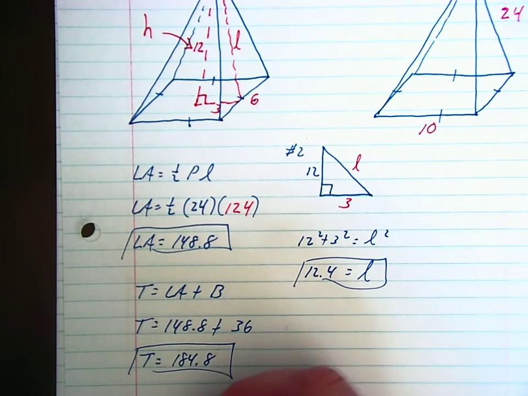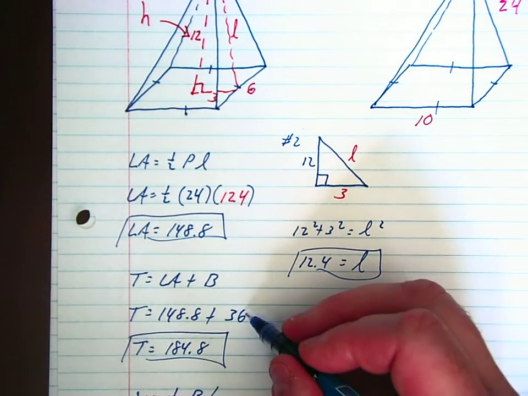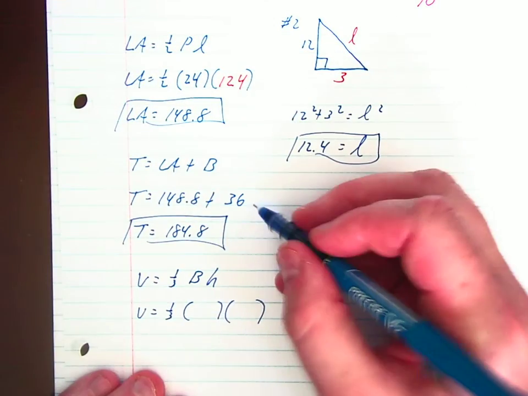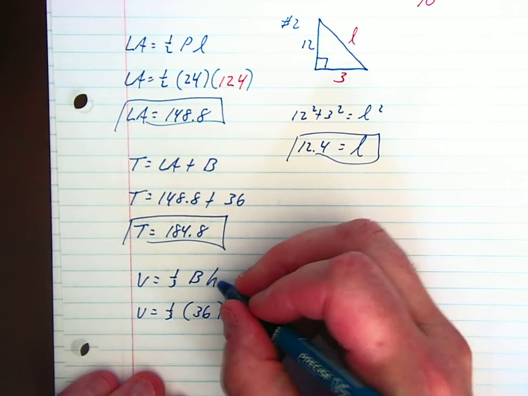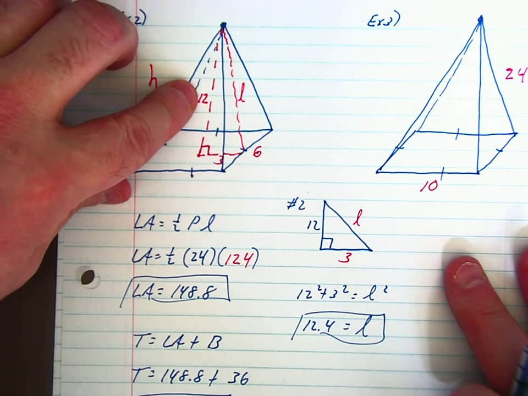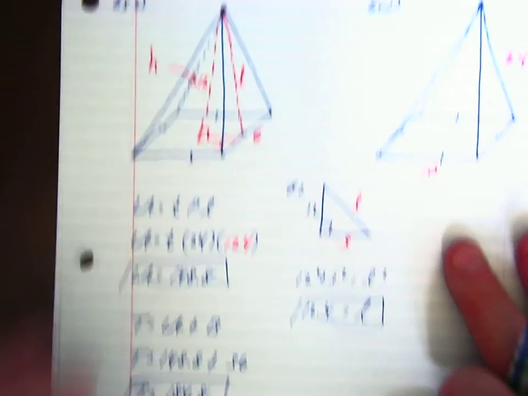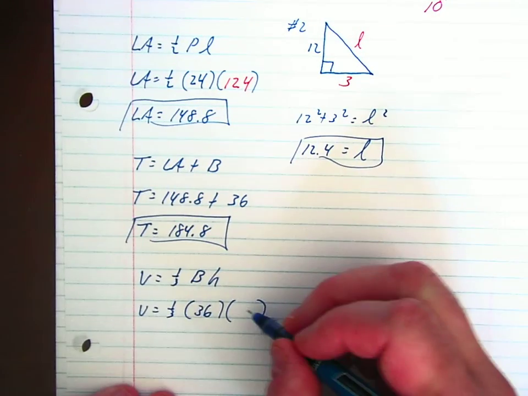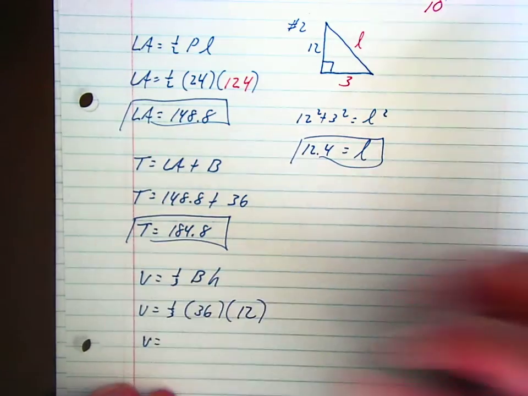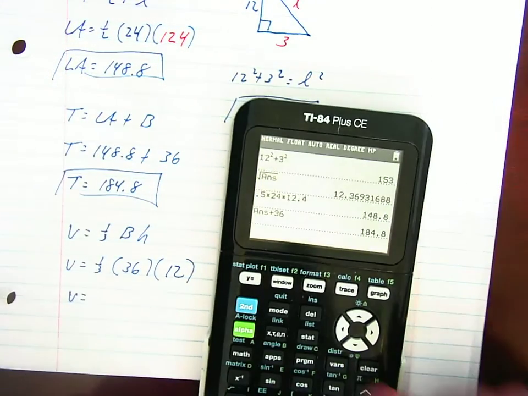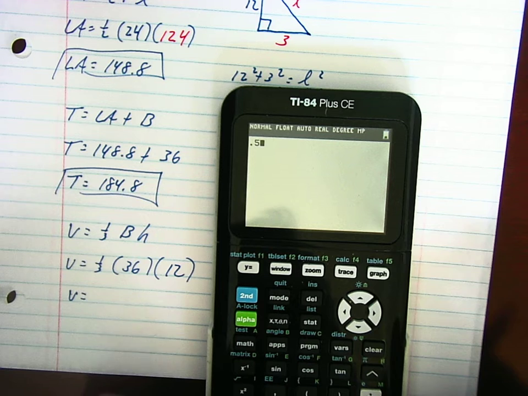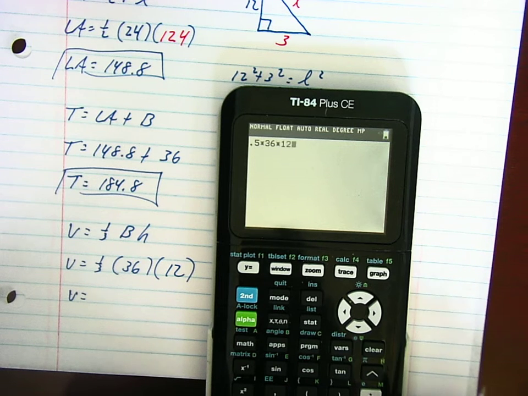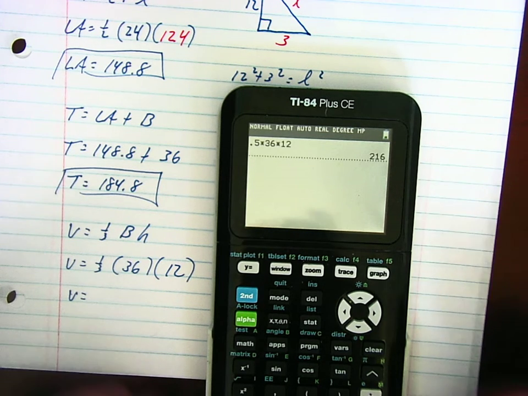Last one, volume. 1/3 big B times H. Now, big B you already found right here, 36. Sorry, guys, I'll zoom down. 36, so that goes here. H, unlike the last problem, we don't have to find H because H was the given. Your H was 12. That's why you have to identify what it is I give you to start off with. So I can put 12 in here, and now just plug away in your calculator, and you guys are done. So 0.5 times 36 times 12, and we get 216.